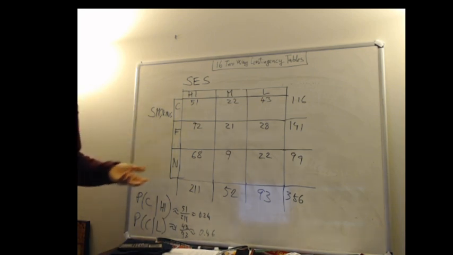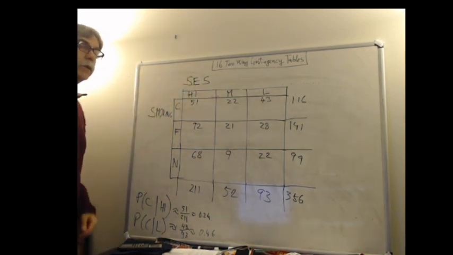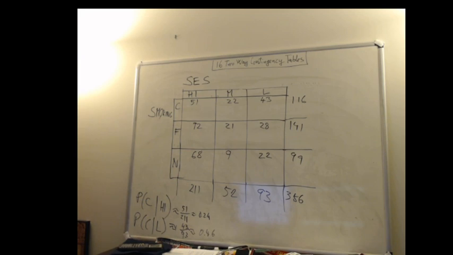But I still will call this one, socioeconomic status, the explanatory variable, while the smoking, which has three categories, is the response variable. So again, I'm considering it that way. You can do the reverse.